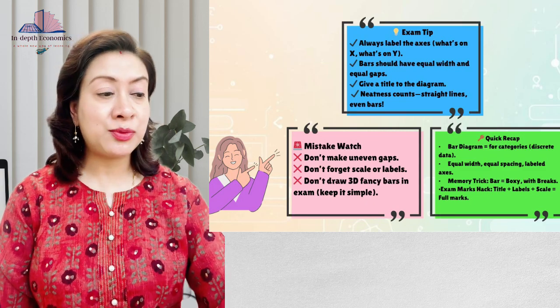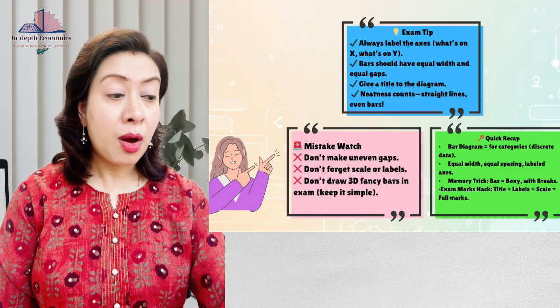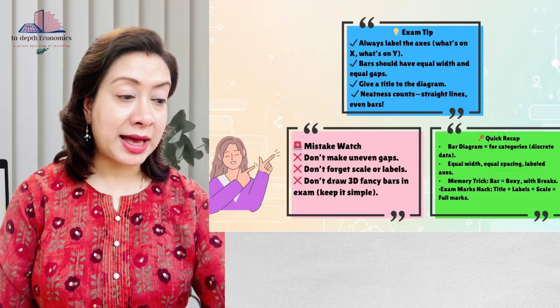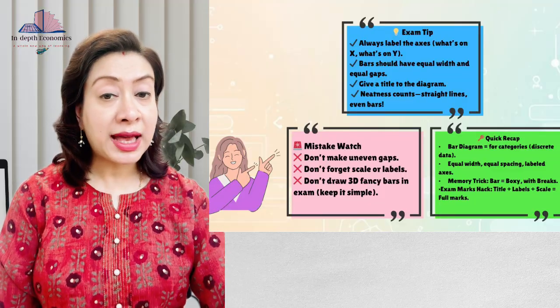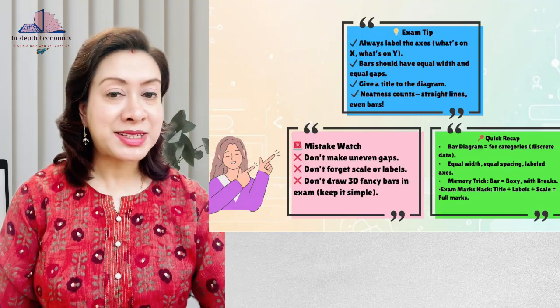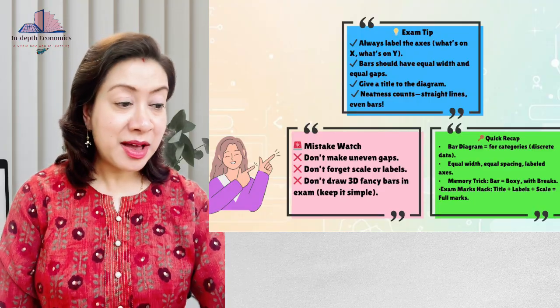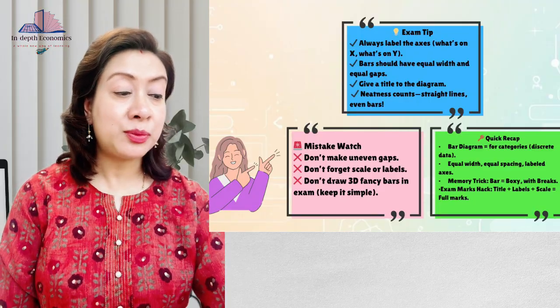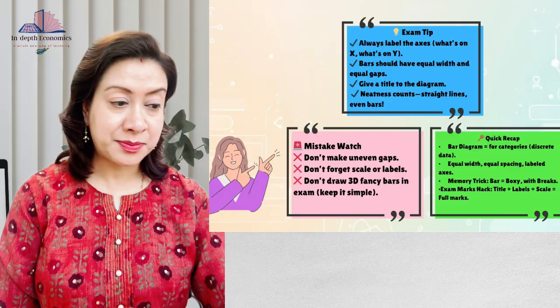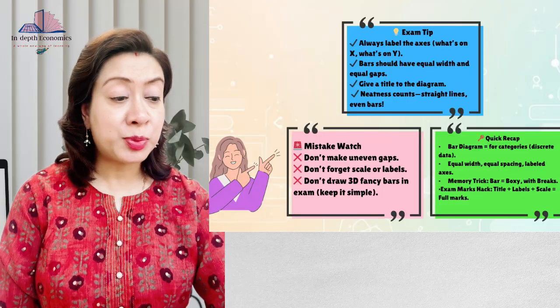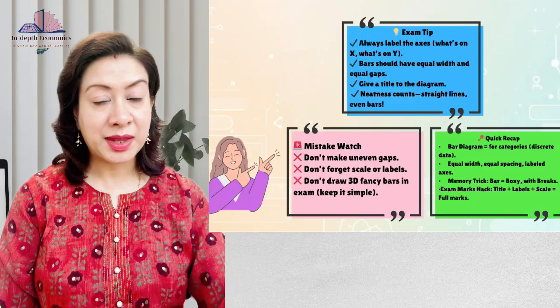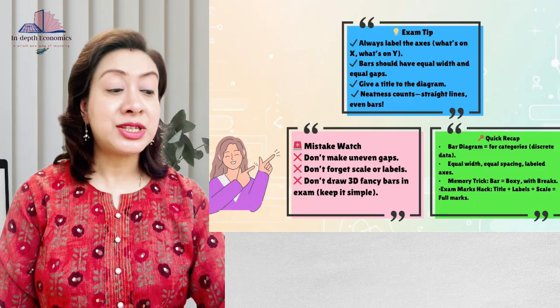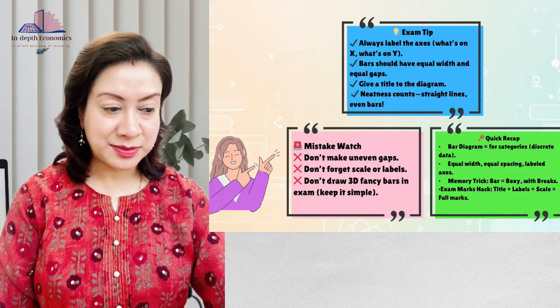Now let us begin with the exam tips. Always label the axis: what is on the x-axis and what is on the y-axis. Bars should have equal width and equal gaps. Never forget to put a title for your diagram. Neatness counts. Straight lines, even bars.